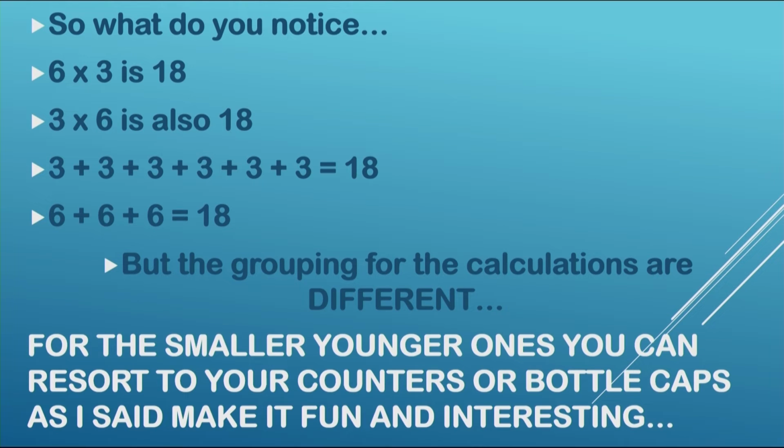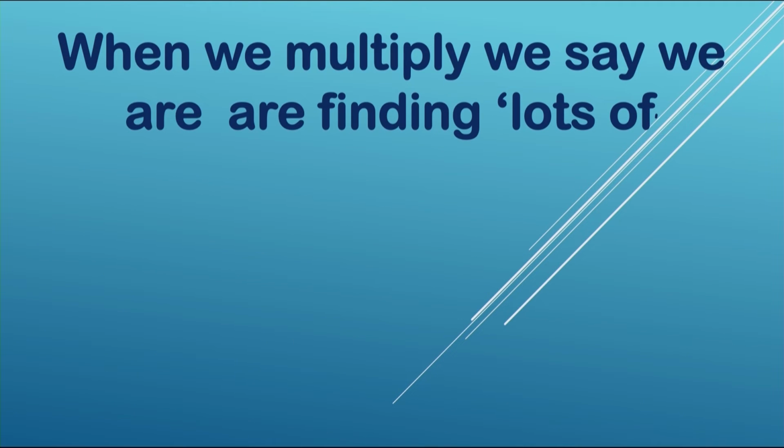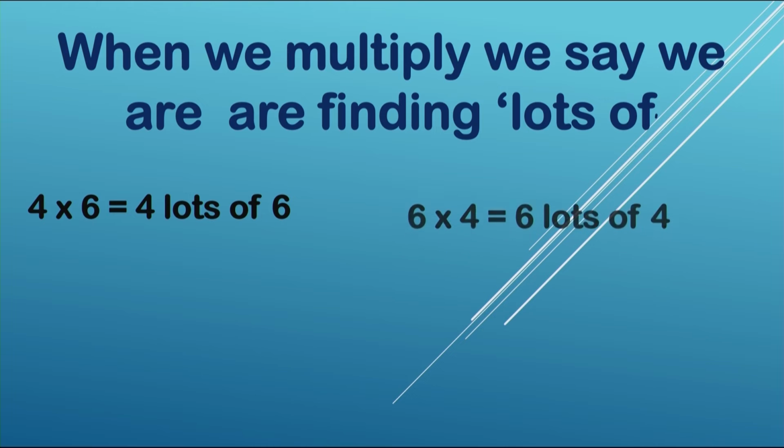For the smaller and younger ones, you can resort to your counters or bottle caps as you do this exercise. As I said, let's make it fun and interesting. When we multiply, we say we are finding lots of. 4 multiplied by 6 equals 4 lots of 6. 6 multiplied by 4 equals 6 lots of 4.